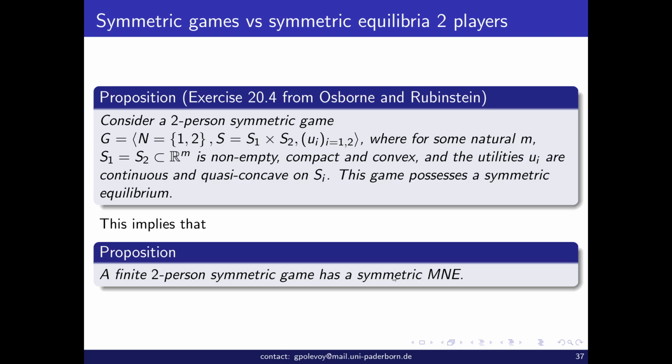I remind you that we have a similar theorem about the existence of Nash equilibria, where the existence theory was for any number of players. Here we only add that we assume two players, that they have the same strategy sets, and that the game is symmetric. Then we conclude that the game possesses a symmetric equilibrium.